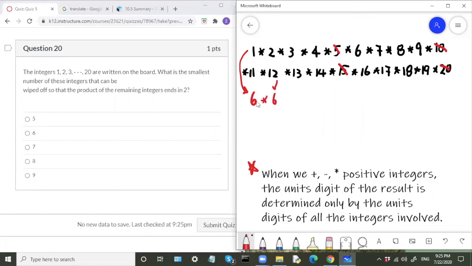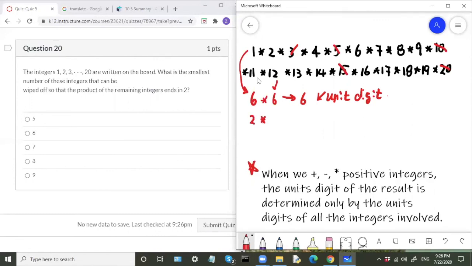So we have 6 times 6 unit digits. So it also will be 6. So that means the product of the remaining integers would have the unit digit 6. So it's not 2. So we need to wipe off 1 more number to give us the ending in 2. So how about let's wipe off 3. So see, because we wipe off this 3, the unit digit would be 2.